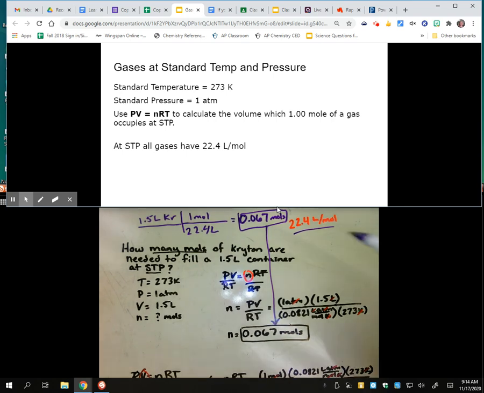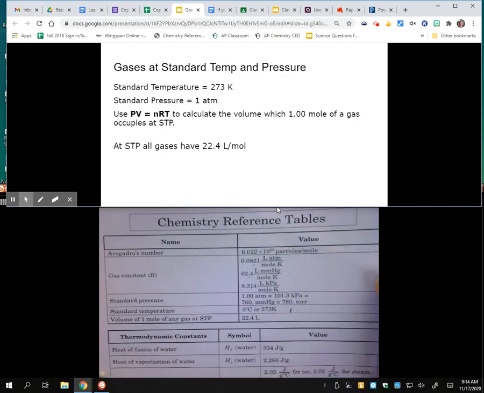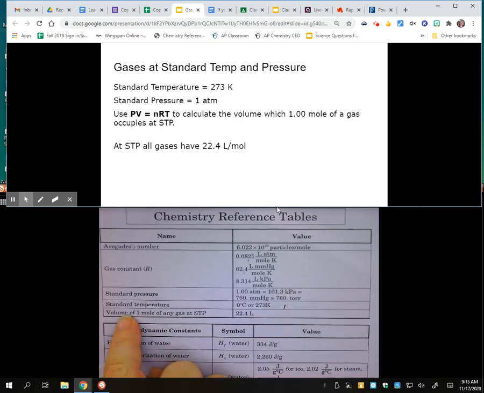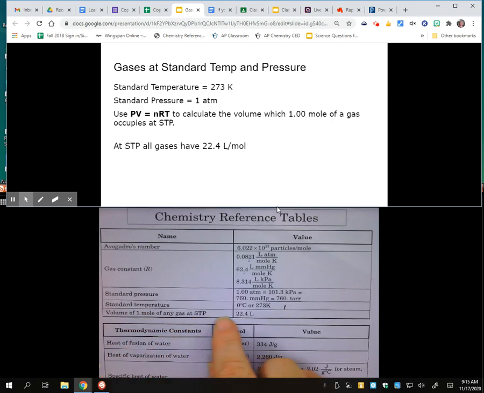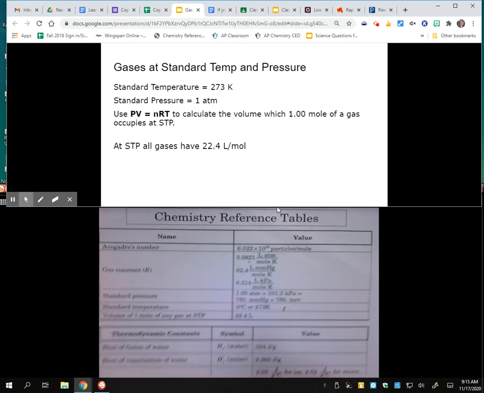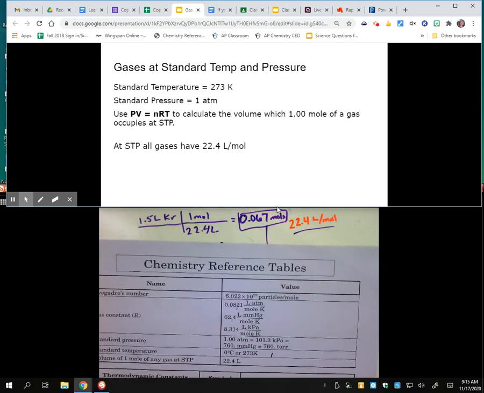So this becomes a very handy shortcut, and it's one that we can remember because it is on our reference tables right here. Volume of 1 mole of any gas at STP is 22.4 liters. So we can use that as a shortcut to go from liters to moles or from moles to liters as long as the gas is at STP.